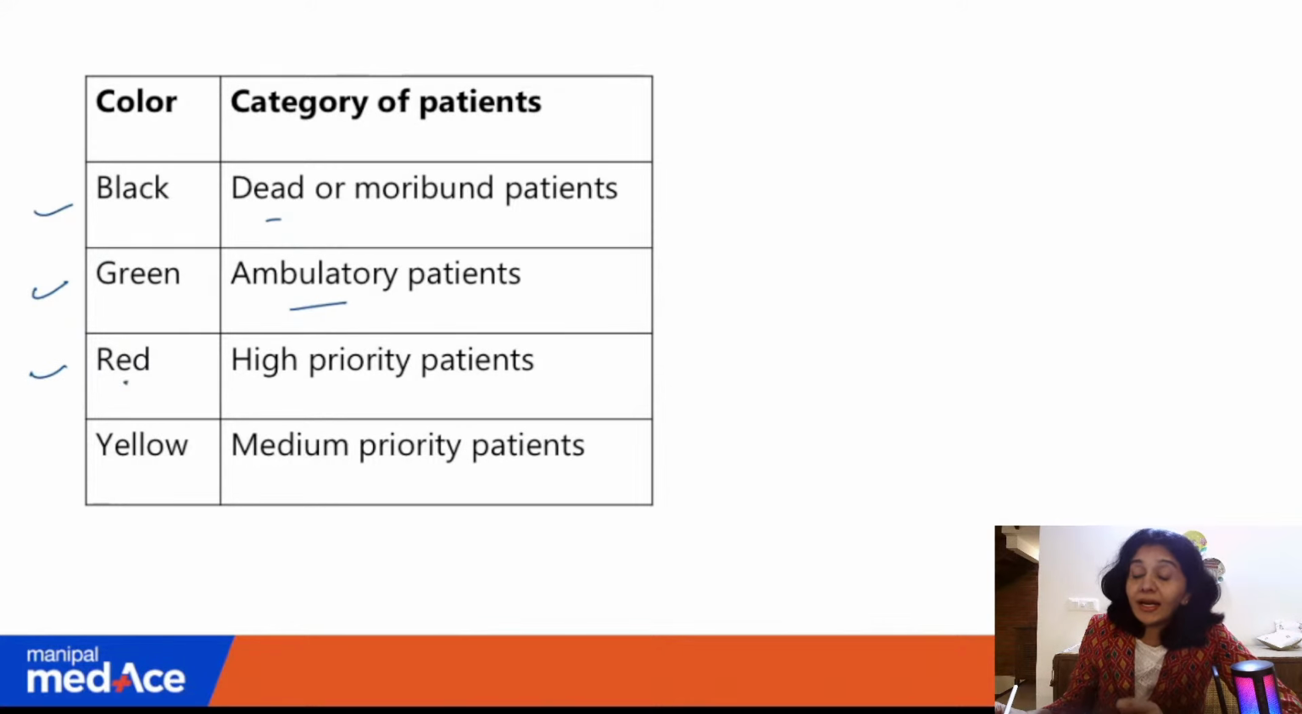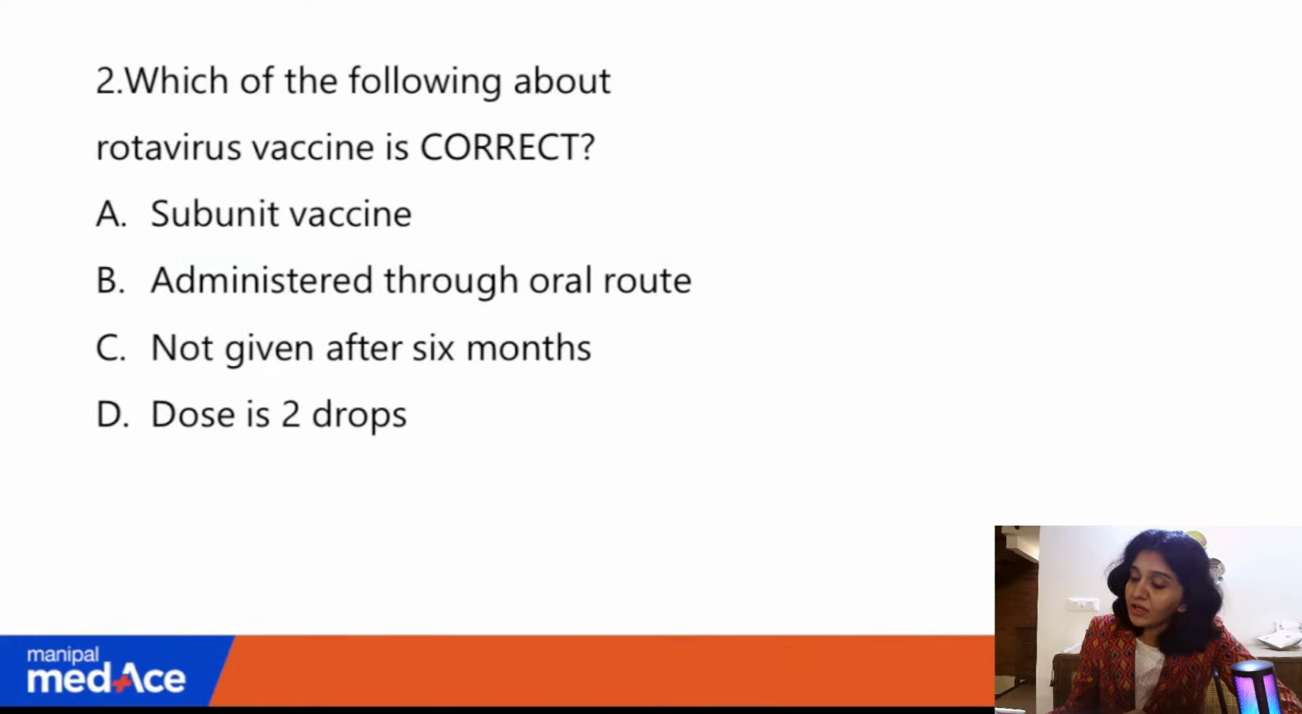What is red? Red is high priority patient, that is some life-threatening condition. And if you give medical attention to this particular category, the chances of survival are very, very high. So that's why the color red. Yellow is between green and red, that is medium priority patients. So this is how you categorize the patients. This is the disaster triage system. We have studied this multiple times, right? In the videos, notes, MCQs, PYQs. So this is a must-know topic, and I'm sure all of you have marked this correctly. So moving on to the next question.